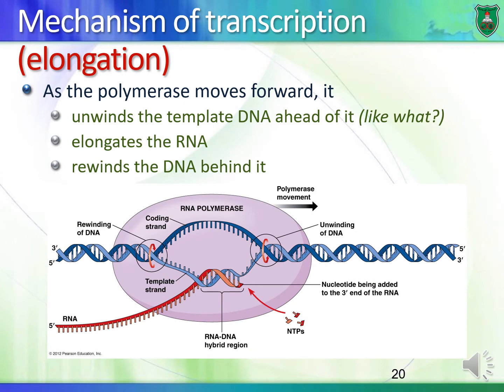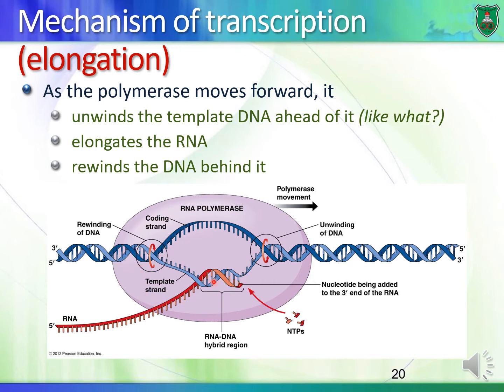Now, elongation continues afterwards. The RNA polymerase does three things. One, it unwinds the DNA, so it opens up the DNA as it moves forward. Two, it synthesizes the RNA. Three, it rewinds the DNA right behind it. So it does three things at the same time. So it's multitasking, with multiple hands or arms.